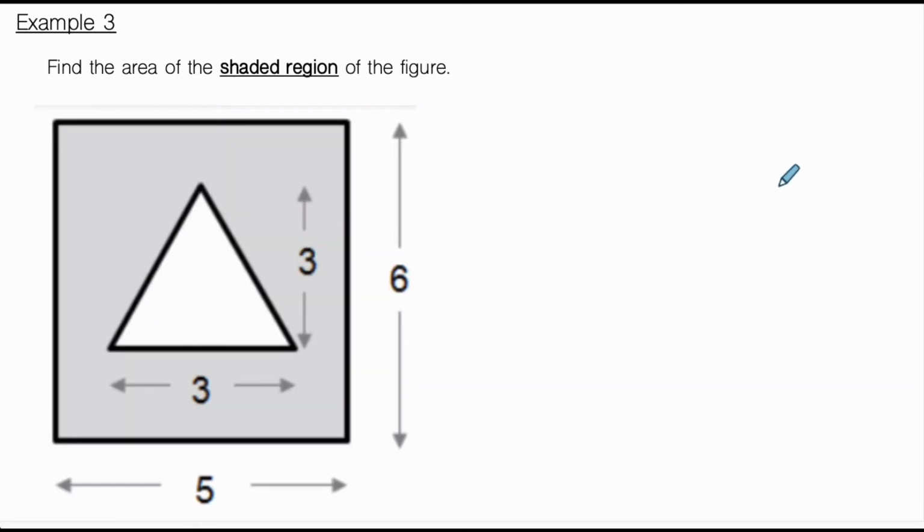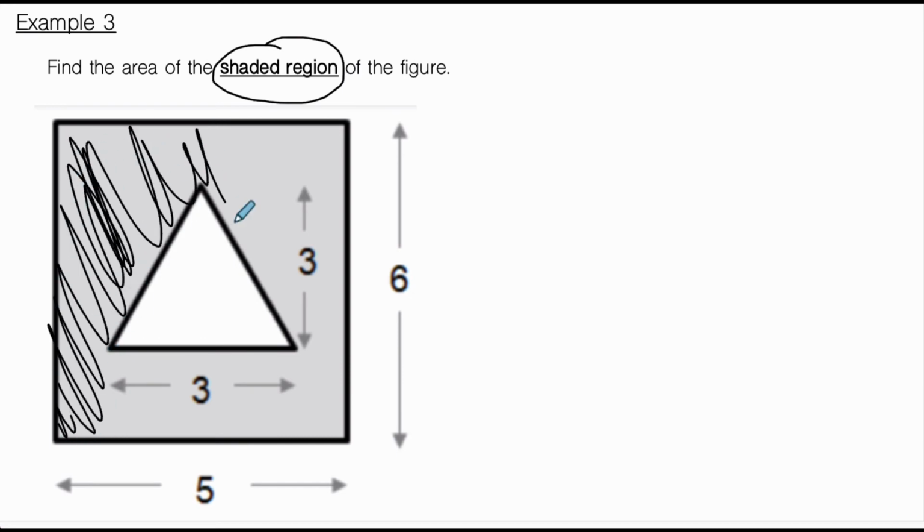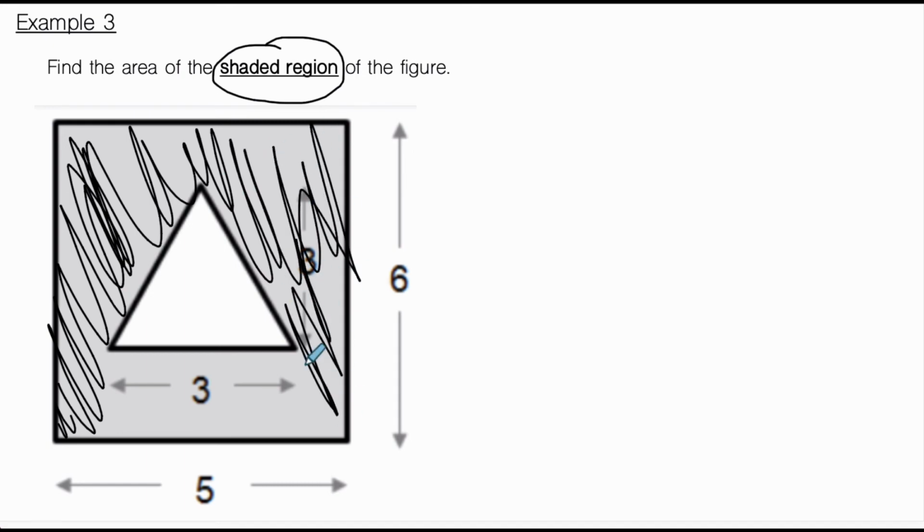One more example and then we're done. This is a little bit unique. It says find the area of the shaded region. And the shaded region here is going to be all this space here. And what's missing from this shaded region is this triangle.